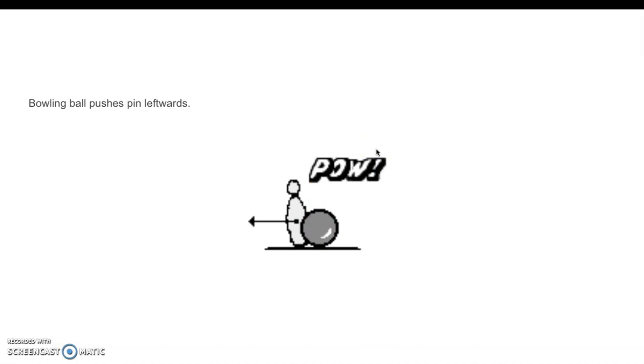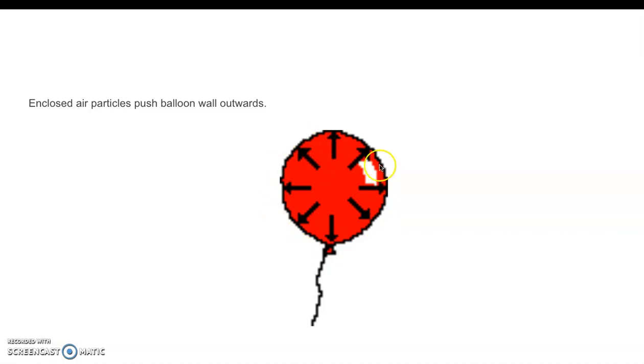And then lastly, bowling. If you bowl the ball and it hits the pin, it is moving leftwards. The pin is applying a force to the ball, making it go rightwards. Equal and opposite. Balloon. You got the air particles pushing out on a balloon. The balloon is pushing back on the air particles. Equal force, opposite direction.